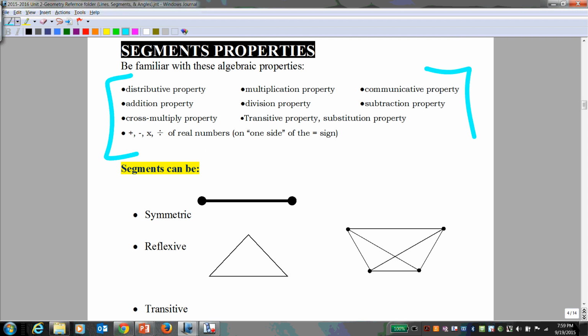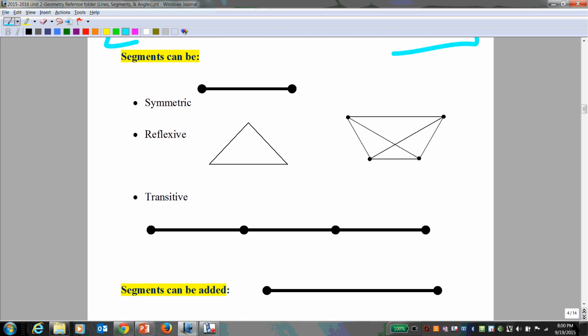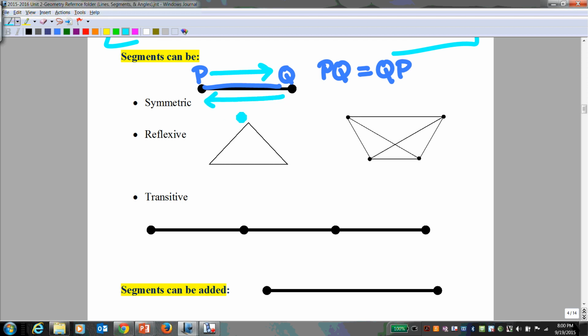Remember here are your algebraic properties, and many of those properties also apply to segments. So keep that in mind. And there are three more you need to be familiar with. The first is that segments can be symmetric. In other words, the distance of P to Q is the same as Q to P. That's called symmetric.